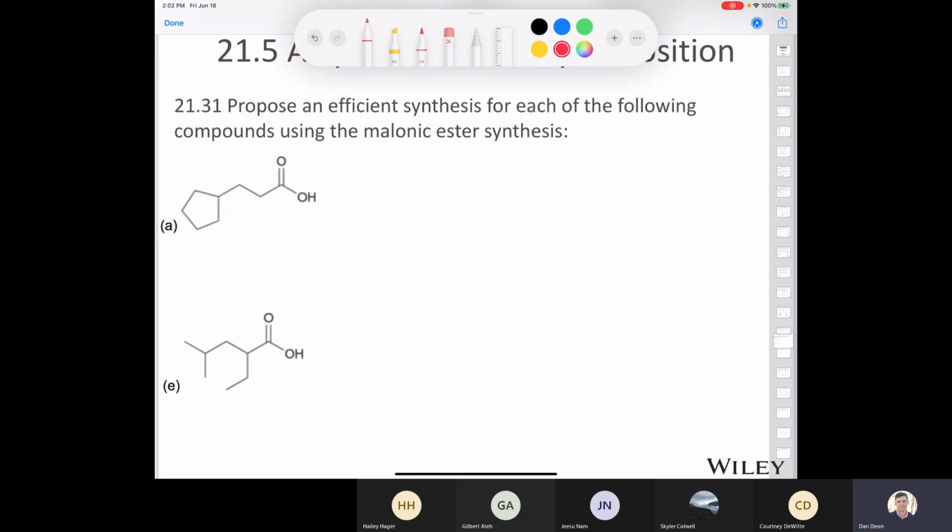What I'd like to do now is take a quick break, and I want us to think about question 21.31, and we're going to come back and take a look at it. It says propose an efficient synthesis for each of the following compounds using malonic ester synthesis. That means that this part of the molecule here is going to come from our diethyl malonate. I'd like everybody to give this one a shot.